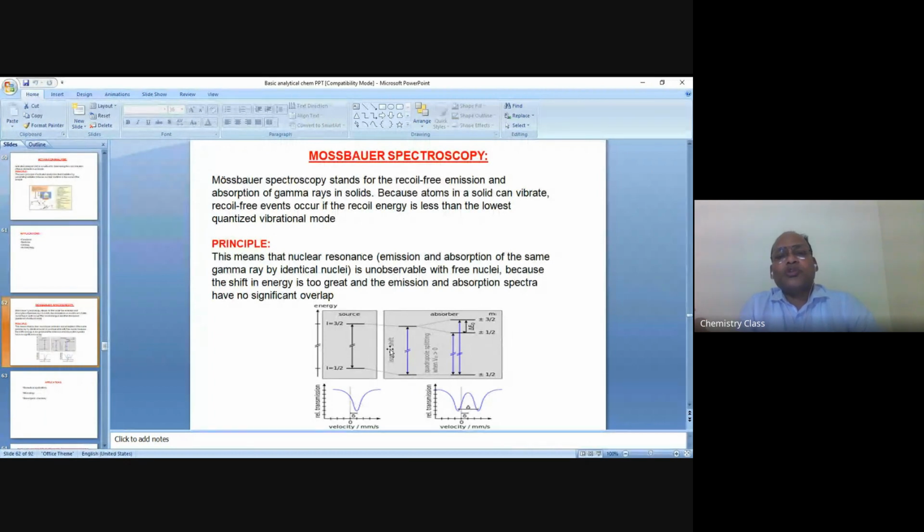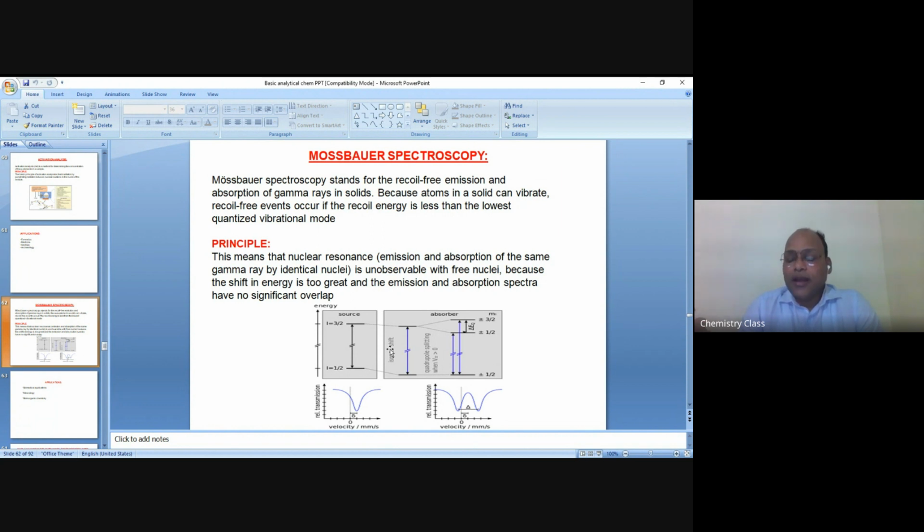Mossbauer spectroscopy is another type of spectroscopy, named after the German scientist Mossbauer. This spectroscopy stands for the recoil-free emission and absorption of gamma rays in solids. Because an atom in a solid can vibrate, recoil-free events occur if the recoil energy is less than the lowest quantized vibration mode.